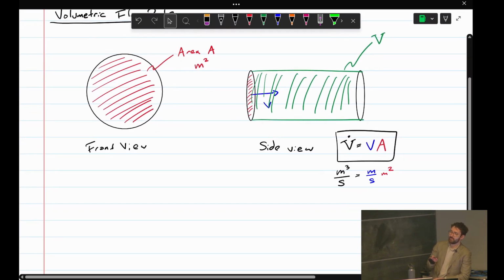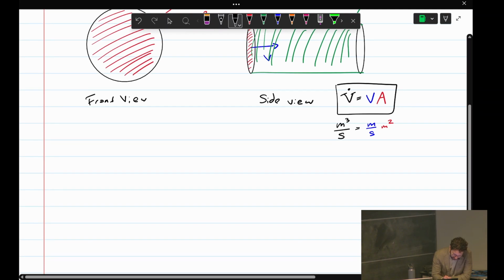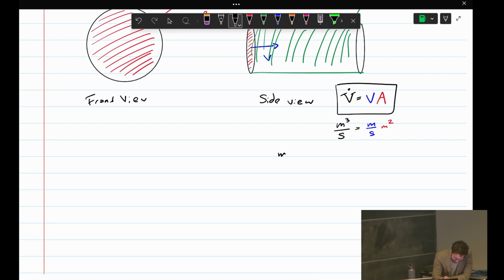Okay, so we can get mass flow rate from volumetric flow rate using density. So let's say we know a certain volume of fluid is arriving at a point, and we know the rate at which that's arriving. If we know the density of that fluid, all we have to do is multiply this by density and we'll get the mass rate of fluid that's going in. So m dot is rho V dot, which is rho V A. And that rho is the mass density, aka density.